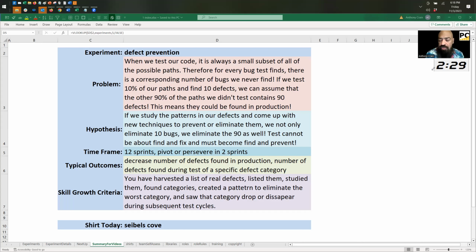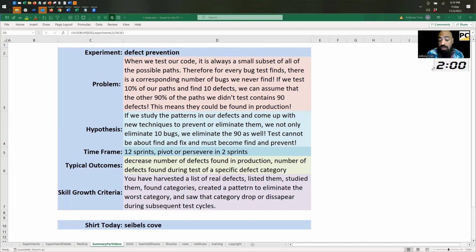Skill growth criteria. In other words, what do you got to do? So number one, you have to harvest real defects. Number two, you have to have listed them out, studied them, and found categories throughout those defects. Often categories you would never have thought of until you see them all in one pile. You created a pattern to eliminate your worst category. So that means you got to do a Pareto to find your worst category, and then how do you prevent that category from ever happening again, right? And then you repeat for your next highest category over time.